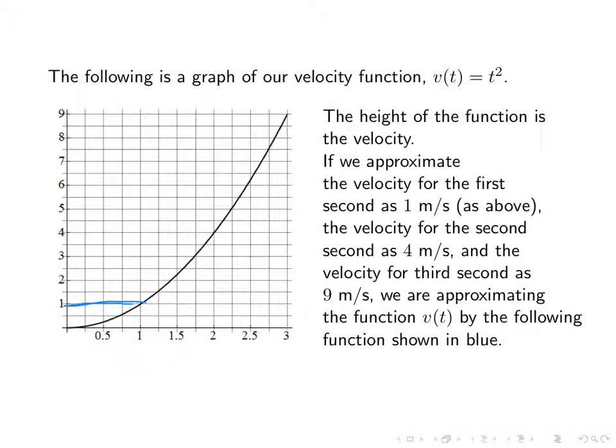And then for the second, between 1 and 2, we were assuming the velocity was 4. So that is going to be represented by the next blue line. And then we assumed for the third second, from 2 to 3, that the velocity was 9, which gives us roughly this lovely line here. So you can see it a little better here. So that is the function we were approximating our velocity by.